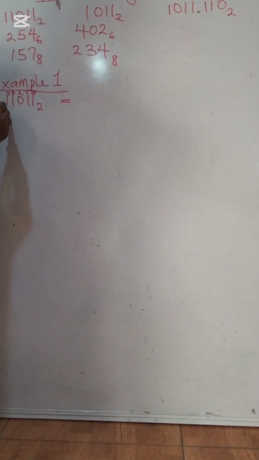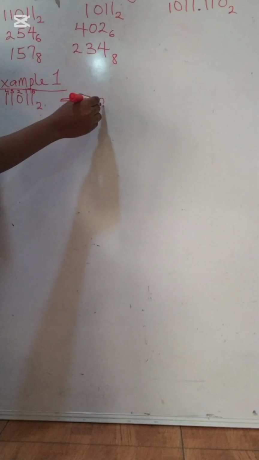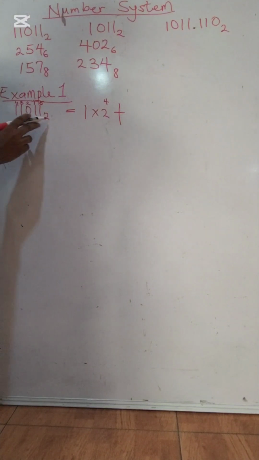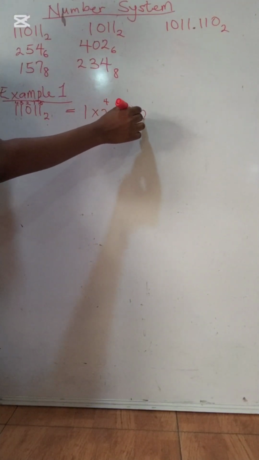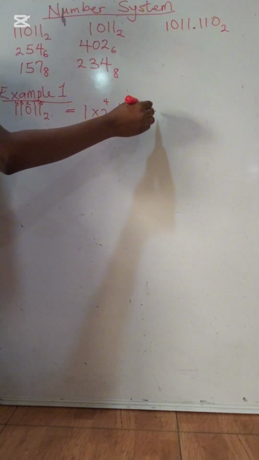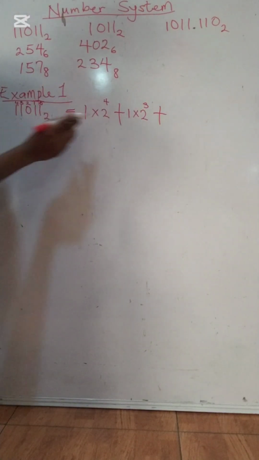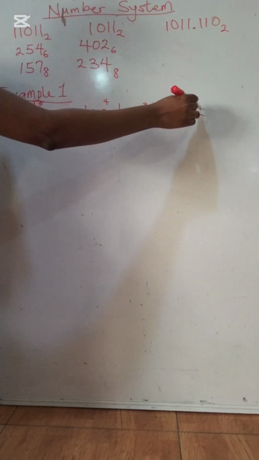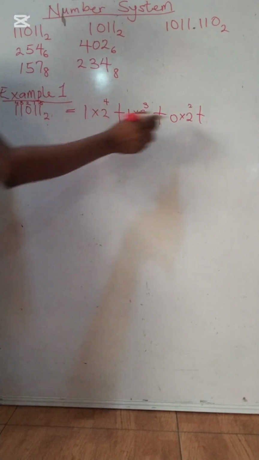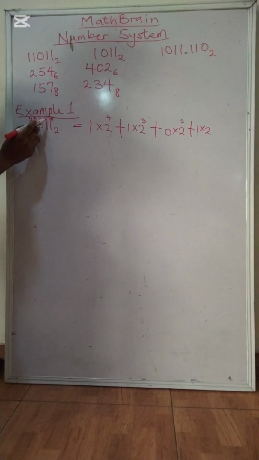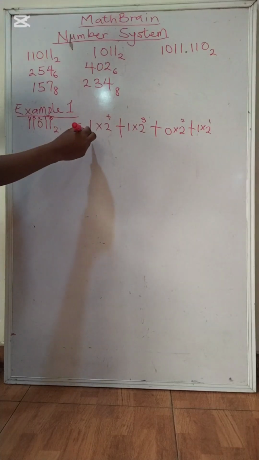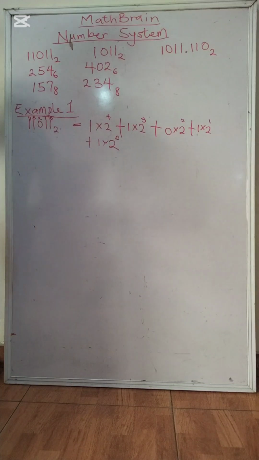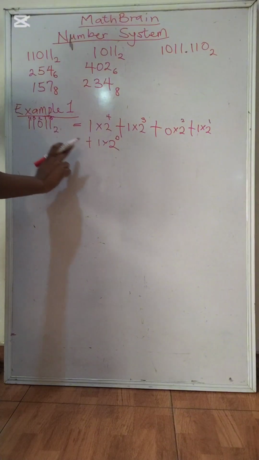It equals 1 times 2 raised to power 4, plus this second one times base 2 raised to power 3, plus this 0 times base 2 raised to power 2, plus 1 times base 2 raised to power 1, plus 1 times 2 raised to power 0. So we've expanded this to look like this.